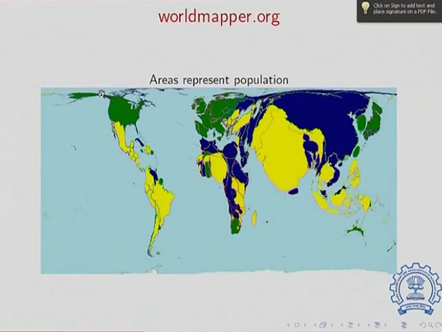Here's the globe as drawn representing population. And you can immediately see India and China are a huge area of the globe. And normally you see Russia as a huge country, but here Russia has vanished because it has a very tiny population.